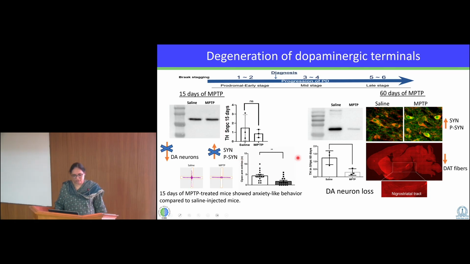So we have done many non-motor symptom tests like anxiety, depression, and many of these symptoms. Anxiety-like behavior is shown to be higher in the MPTP mouse compared to the saline. But we don't see the typical pathology of increase in alpha-synuclein and phosphosynuclein and loss of DA neurons at day 15. So this makes it a very good time point to see what happens in the striatal regions, whether there is a loss of synaptic terminals, or any changes in the synapses at that time point.